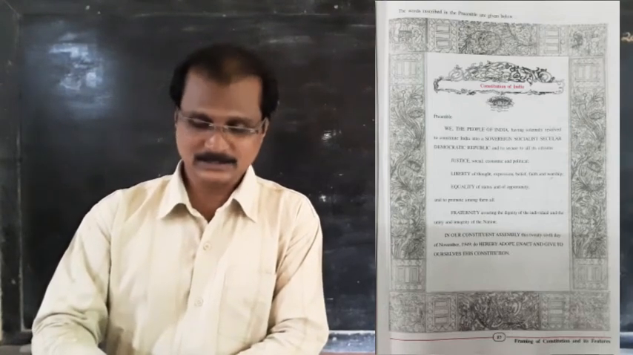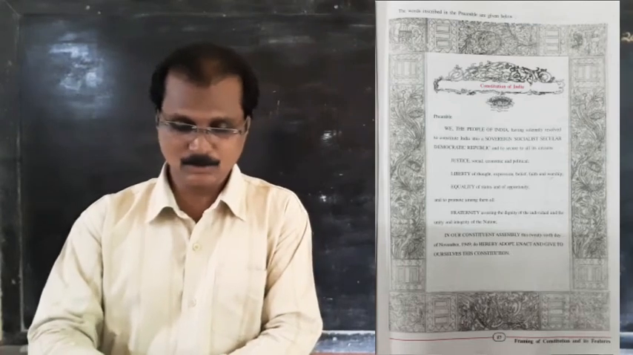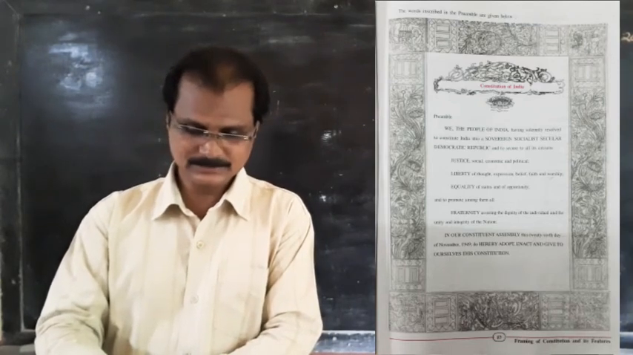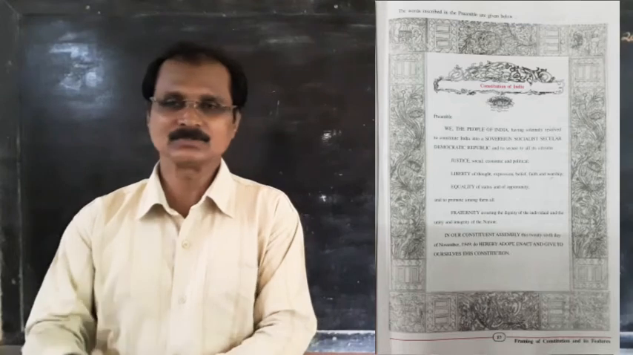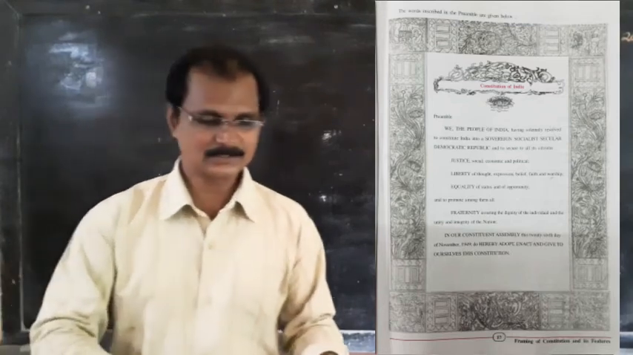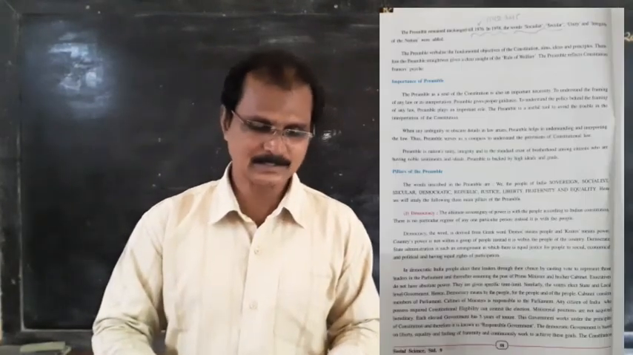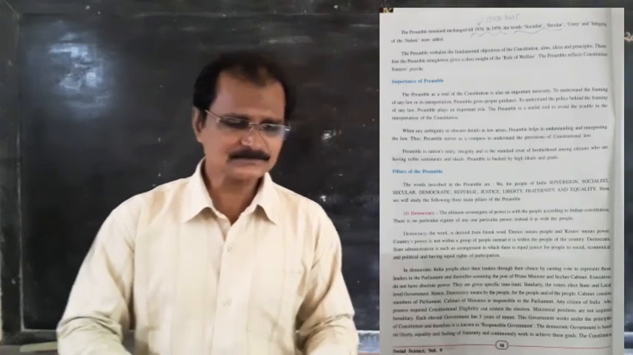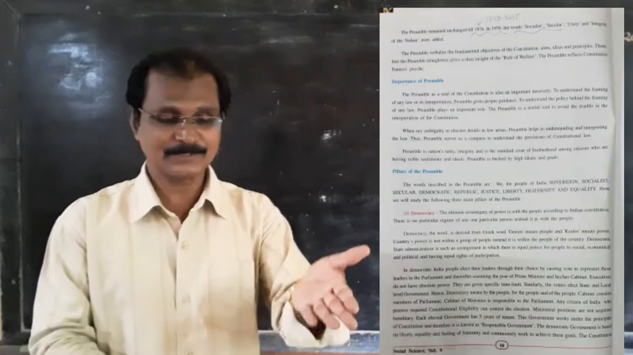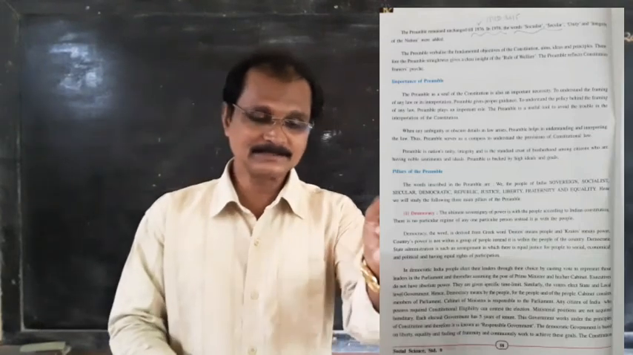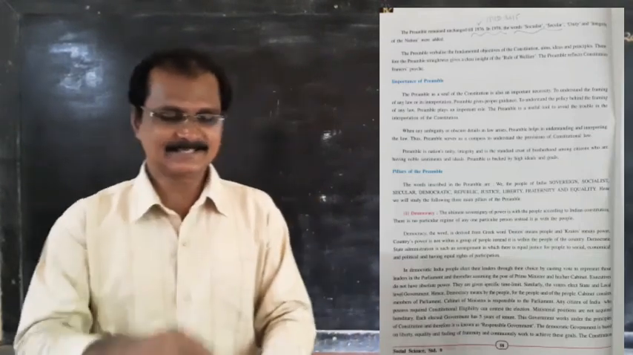Very important words are here: sovereign, socialist, secular, democratic, republic, justice, liberty, equality, fraternity, and all these words should be remembered and included. Now, moving to the next page number 58. And the preamble remained unchanged until 1976. Very important point. Question: the preamble remained unchanged till 1976.